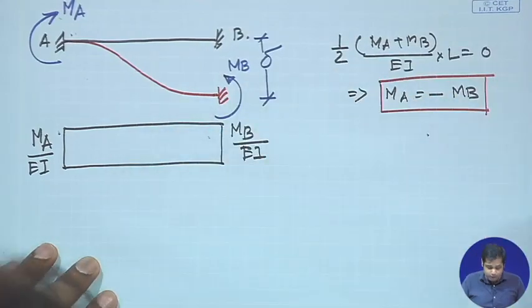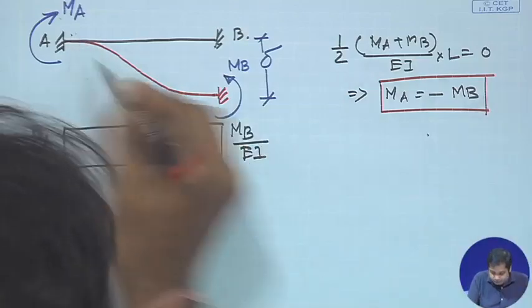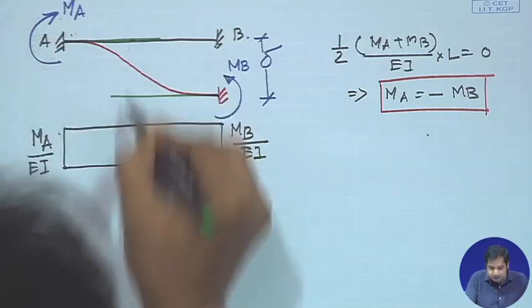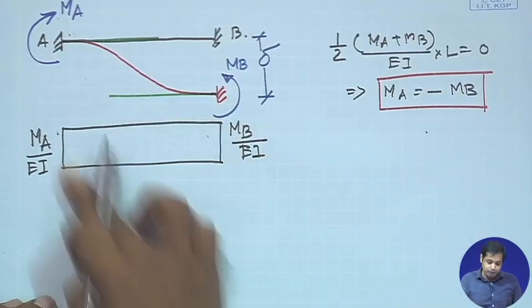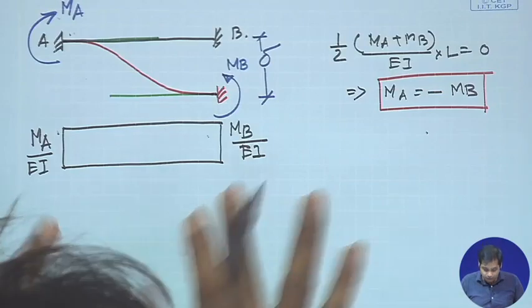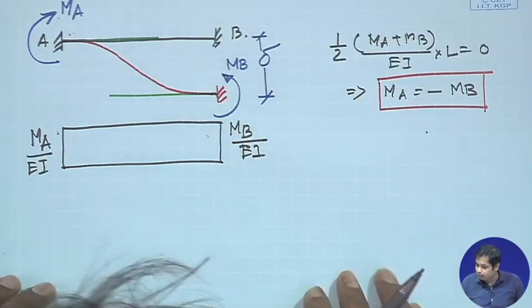This is 0 because if you draw a slope like this, and if you draw a slope like this, their relative rotation is 0. So, the area of the bending moment diagram by EI diagram will be 0. That is the first theorem in the moment area method.